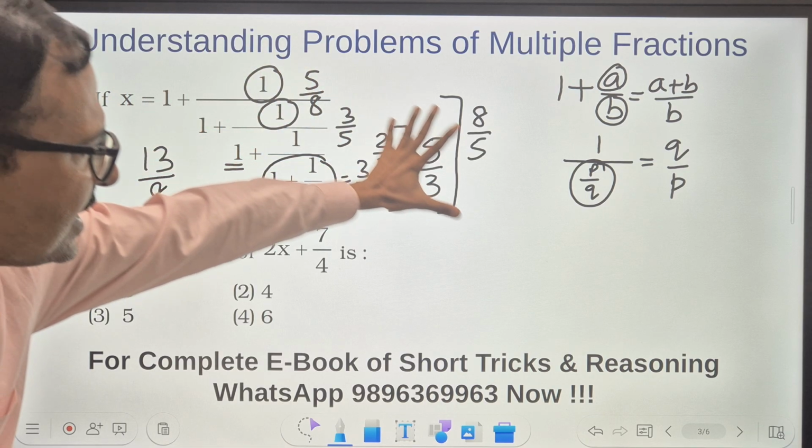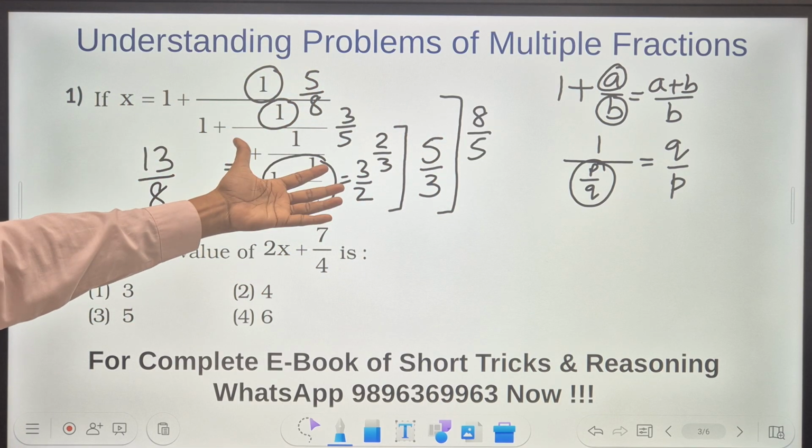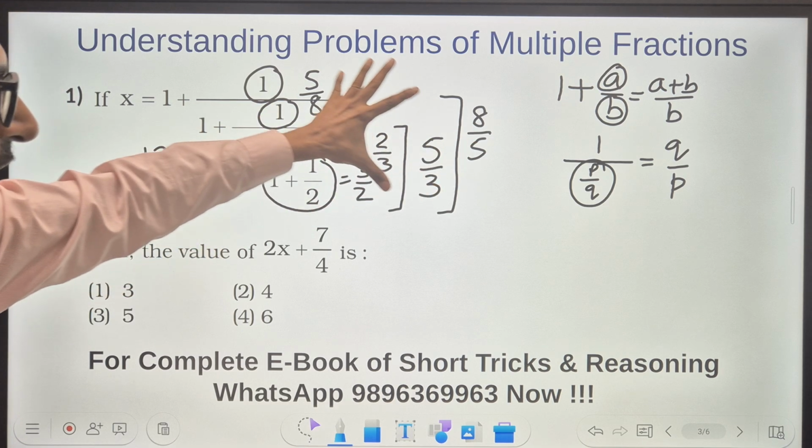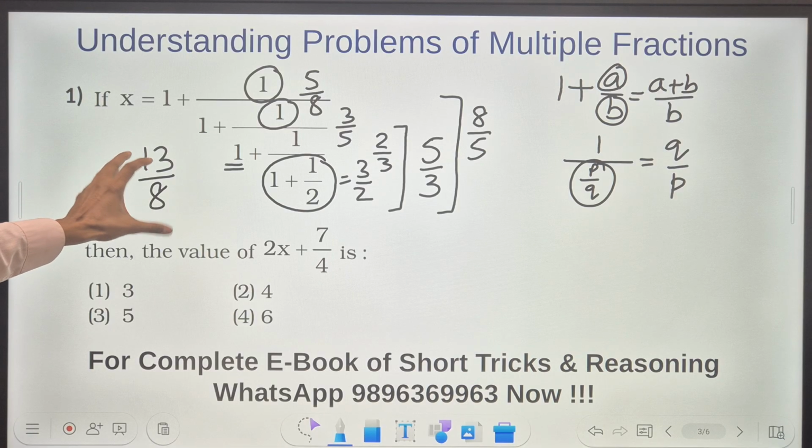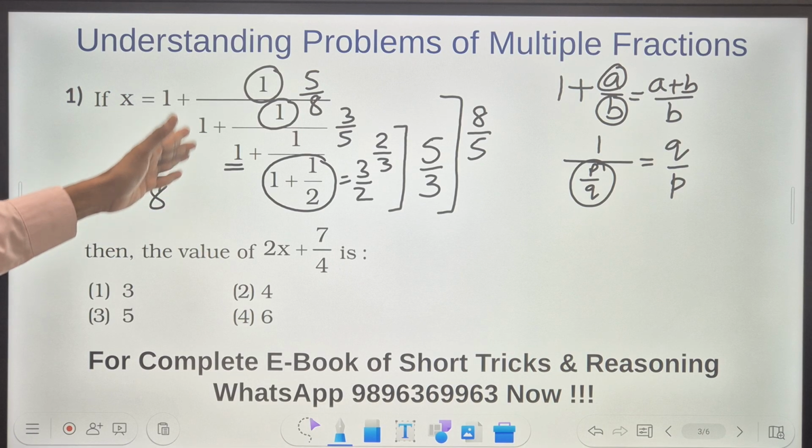You can do all these things mentally because I am explaining it, so I am writing all these things. It is creating a bit of confusion also, but if you are clear in your mind what you are thinking, this 13 upon 8 is not at all difficult to achieve mentally.